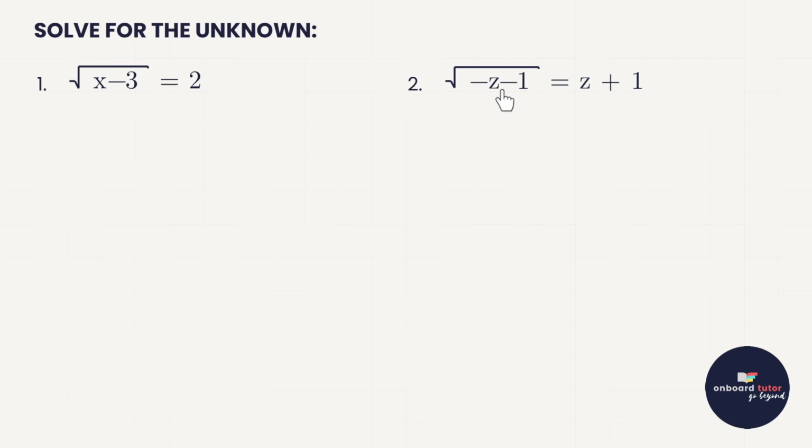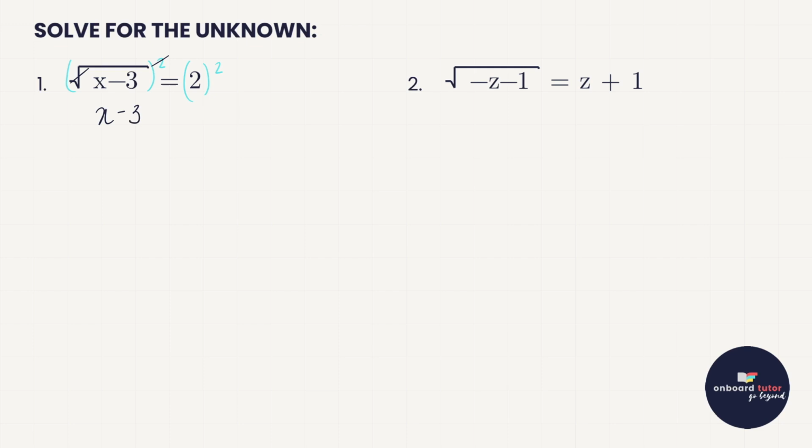Inside a square root, minus z minus 1 is equal to z plus 1. Okay, what we said was, in order to solve this, we want to do the opposite operation. So we want to get rid of the root, so we're going to square it. And what we do to one side, we do to the other side. So now the root and the square are going to cancel one another out.